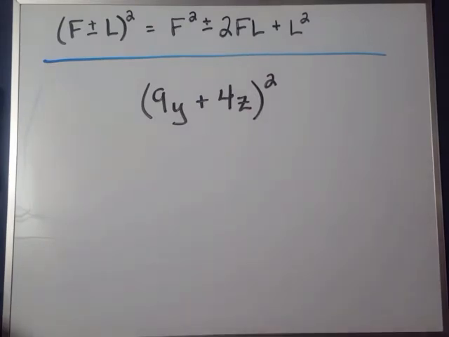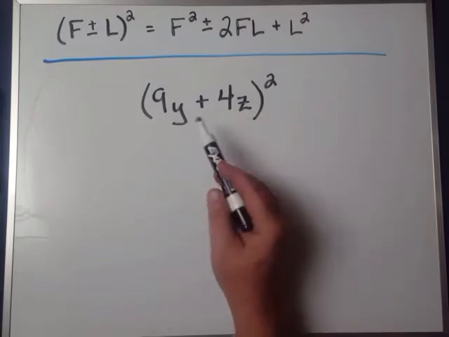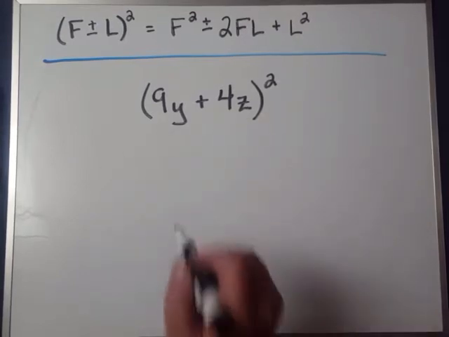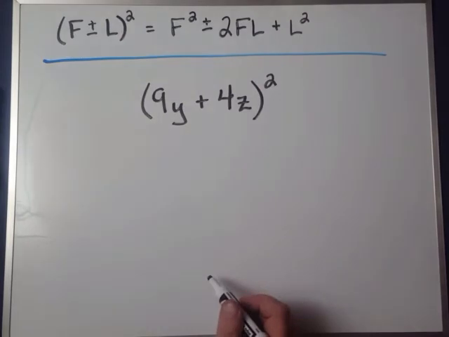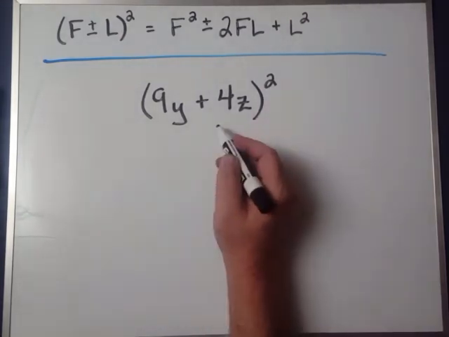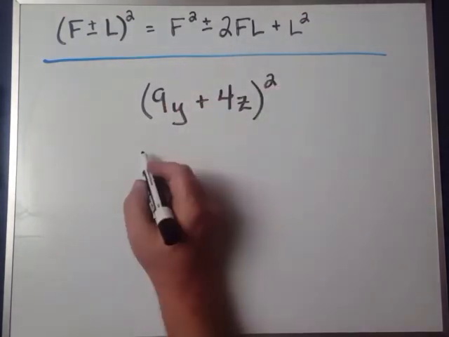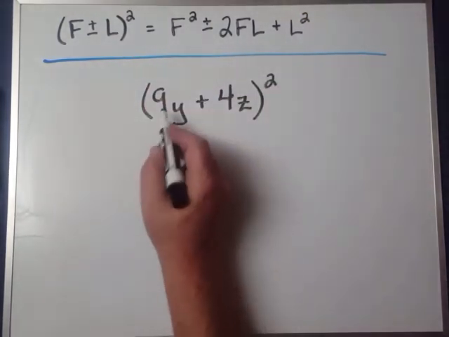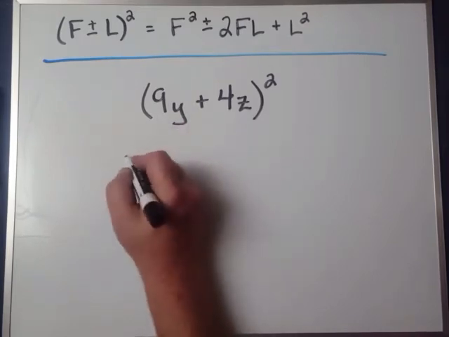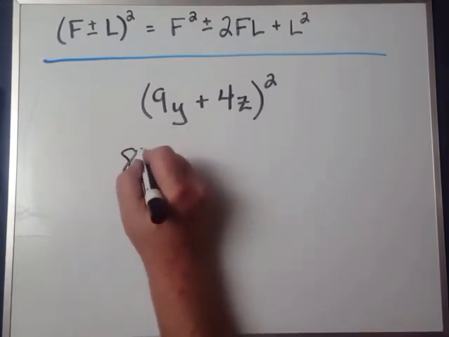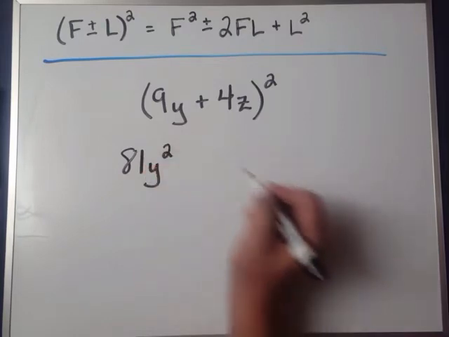We're squaring a binomial. To square this binomial, yes, we could always FOIL it times itself, but in this section, we're practicing these special cases. And the square of a binomial is a special case. I know that my answer will be, here we go, the first squared. You square 9y. You square 9, you get 81. You square the y, you get y squared.